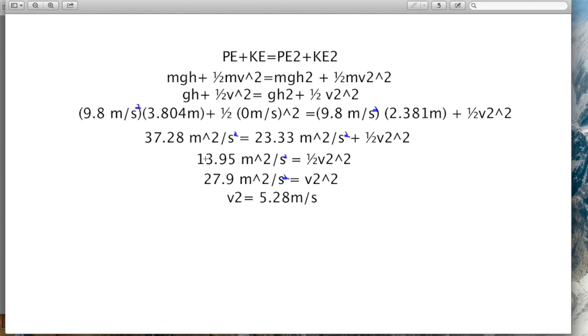And then I did 13.95 meters squared per second squared equals 1/2 v2 squared. I got that by subtracting 37.28 by 23.33 meters squared per second squared, and then 27.9 meters squared per second squared equals v2 squared. And then I square rooted both sides and got v2 equals 5.28 meters per second.